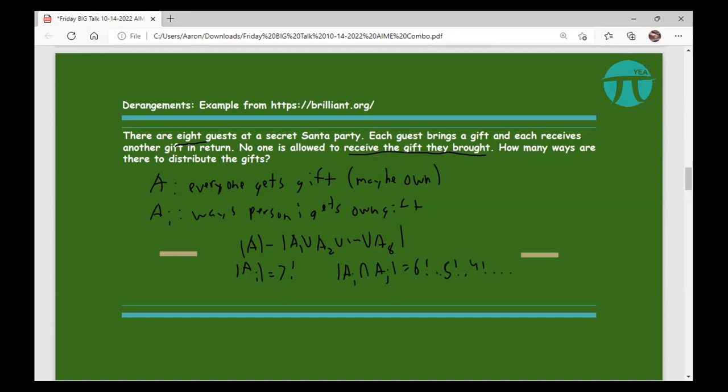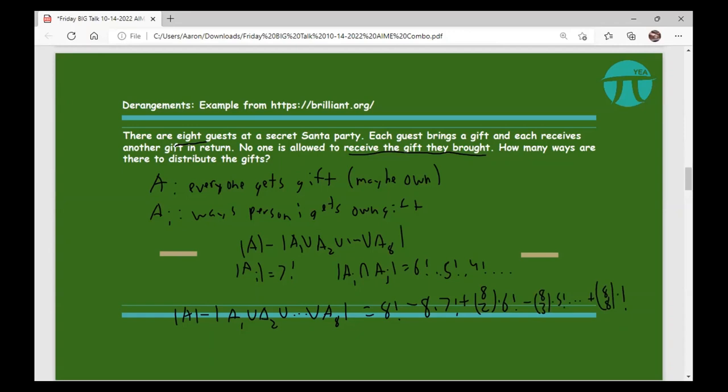So this means that the number of ways to distribute the gifts is, once again as a reminder, A minus the union of A1, A2, all the way to A8, and this is equal to 8 factorial minus 8 times 7 factorial, and now we add 8 choose 2 times 6 factorial. The reason it's 8 choose 2 here is because there are 8 choose 2 ways to choose the pairs. The pairs need to be in ascending or descending order; it doesn't really matter, as long as each distinct pair of A's is counted exactly once. And so on. So there's also minus 8 choose 3 times 5 factorial, and so on until the final term is 8 choose 8 times 1 factorial.